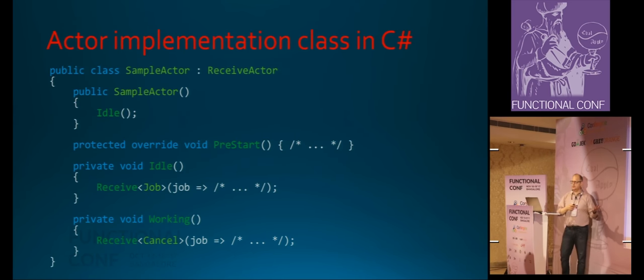This C-sharp implementation of actor models in Akka is very similar to the Java one. You can see here the receive method, because it's void, takes a job message type. Whenever it sees the message, it processes the message, right? But how are you going to compose?